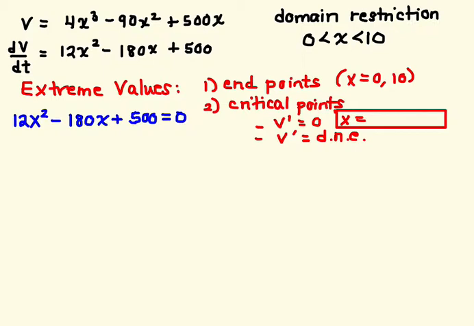Yeah. Okay. How about we reduce this? We could divide this by 2, making it 6, 90, and 250. Is that okay? Right? We cut this. This can be 6x squared minus 90x plus 250.